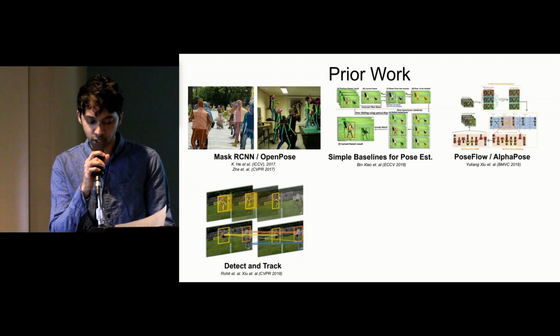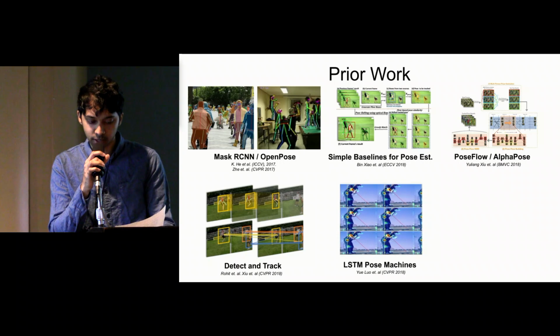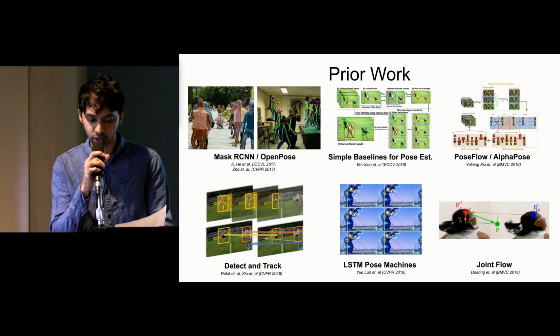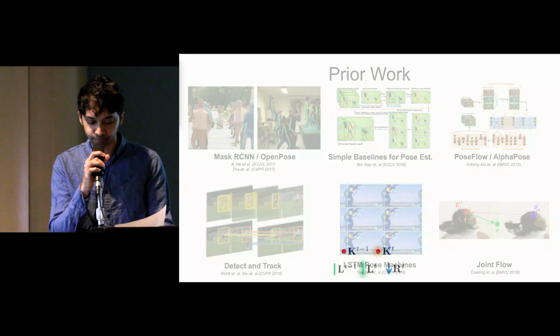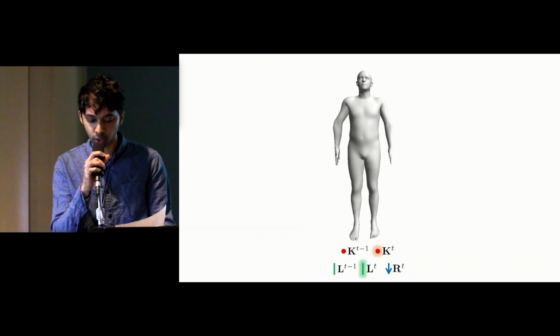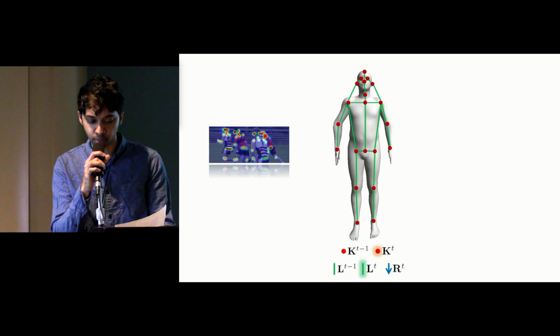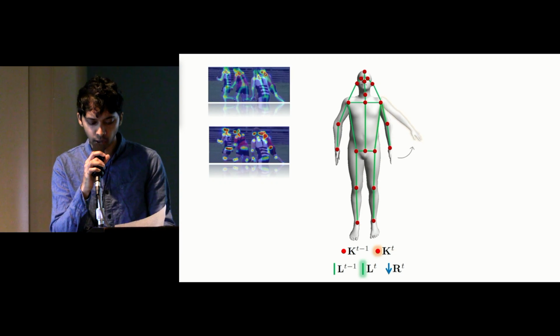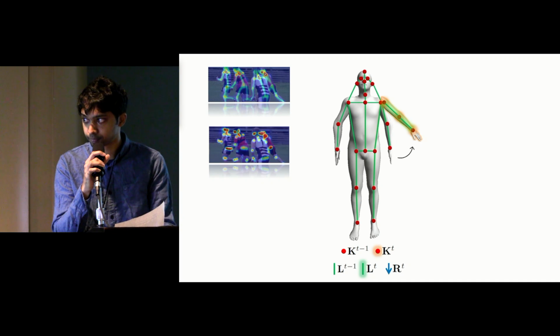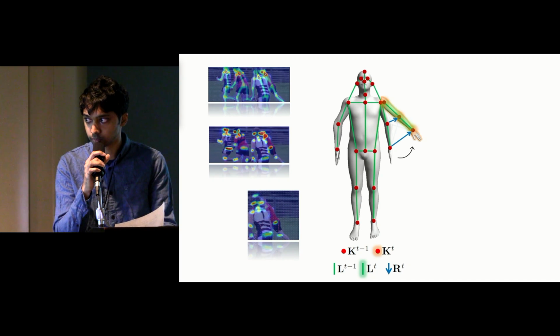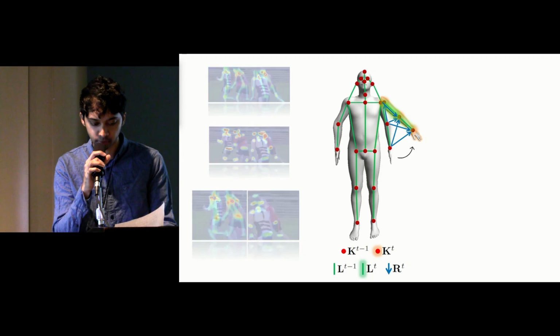And on the other spectrum, LSTM pose machines demonstrated the computational benefits of recurrence, albeit for a single person, while JointFlow demonstrated prediction of flow fields across key points, albeit not in real time. Now on to our method. We encode body parts as Gaussian heat maps, connections between joints as part affinity fields, and connections across people as temporal affinity fields, such as across key points, or in this case, across limbs.